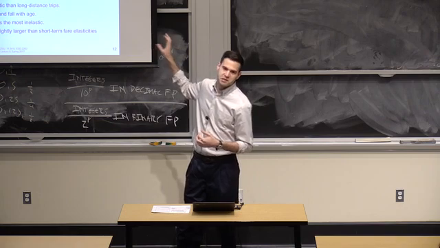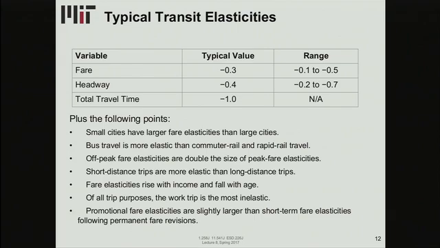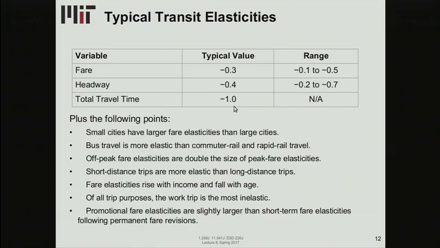In transit, the typical values are inelastic. So this is important. This means that any transit agency that needs more fare revenue can probably increase fares and know that they will get more money. That's one of the key conclusions of this. The range of these values is from negative 0.1 to negative 0.5. The elasticity of headway is a little larger in magnitude, so the response of demand to frequency is a little stronger than the response to fares. It's often overlooked in ridership studies. And then total travel time, people respond very strongly to that, right?